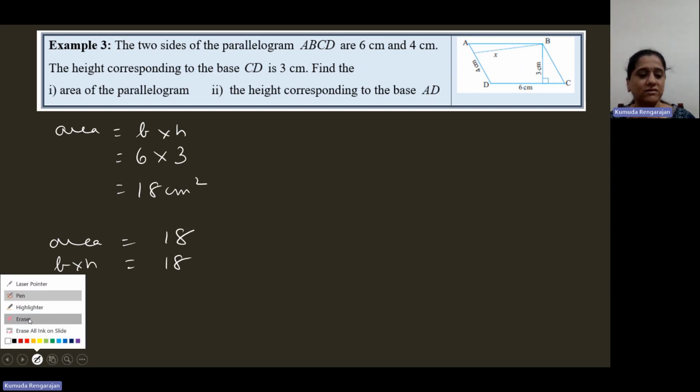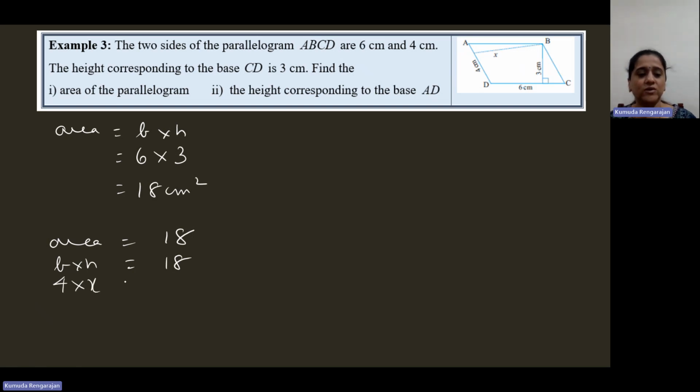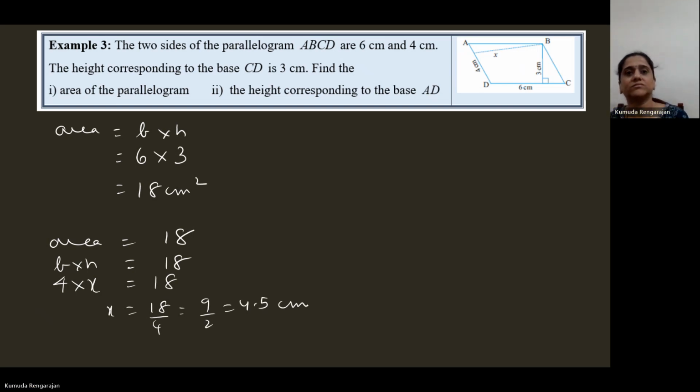Or you can directly write 4. Which one are you taking as the base? 4 is the base. 4 into x is equal to 18. So x is equal to 18 by 4. On cancelling, you get 9 by 2 or 4.5. 4.5 centimeters.